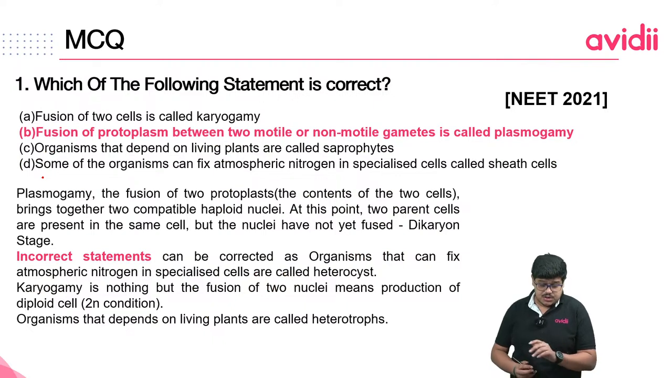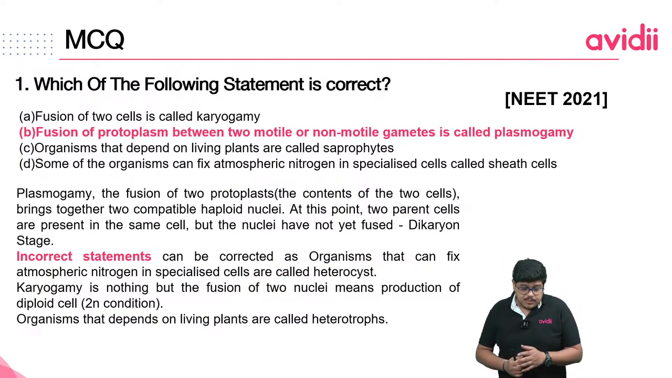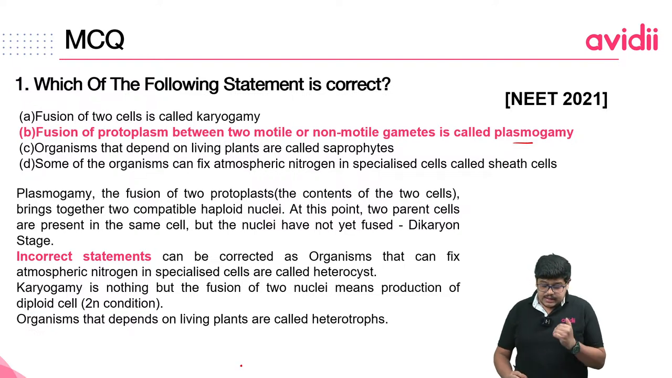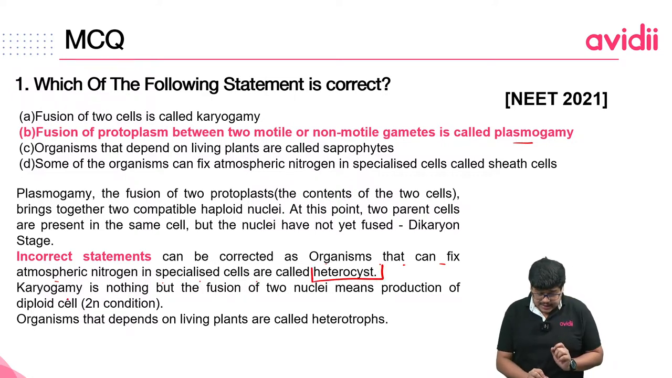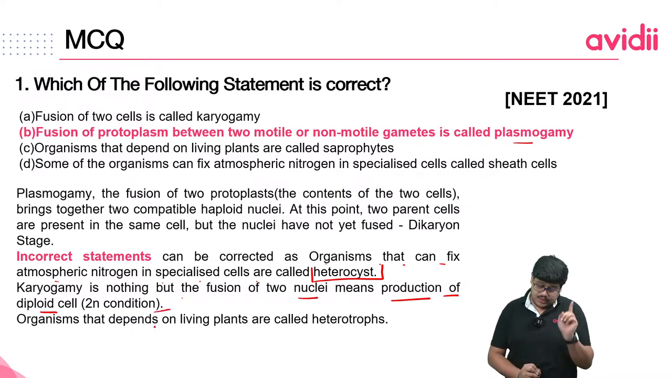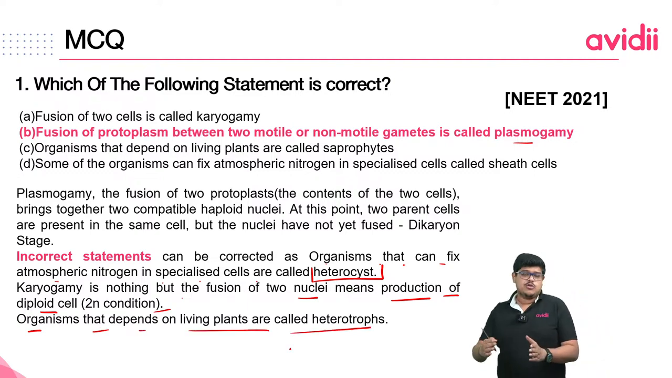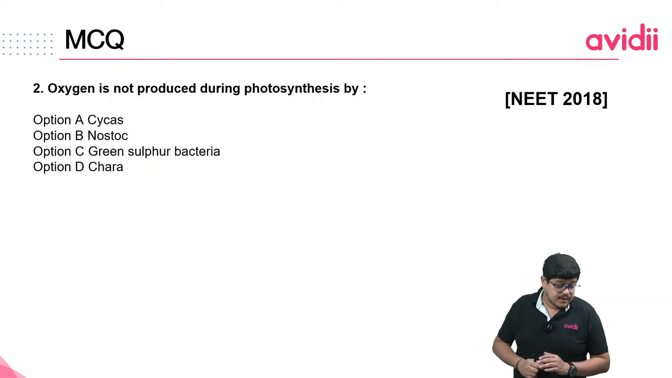Theek hai, next question. Achha. So fusion of protoplasm between two motile or non-motile gamete is called plasmogamy. Agar hum log dekhein incorrect statements mein, so incorrect statements mein can be corrected as organism that fix the atmospheric nitrogen in specialized cells are called as the heterocyst, specialized cells. Karyogamy is nothing but a fusion of two nuclei, means production of the diploid cell 2N condition. And organisms that depend on the living are called as your heterotrophs, because they are depending on the living organisms.